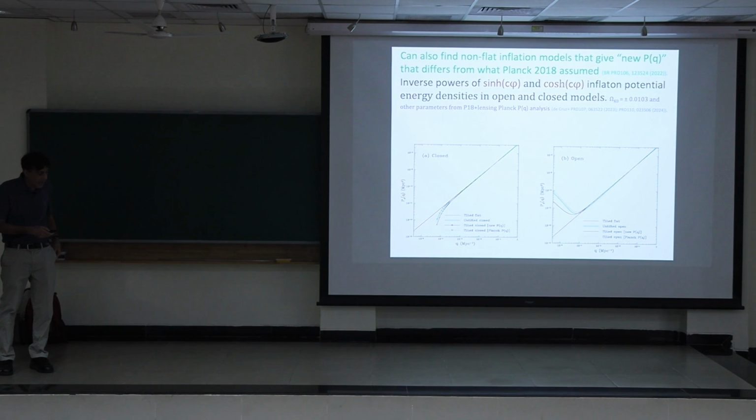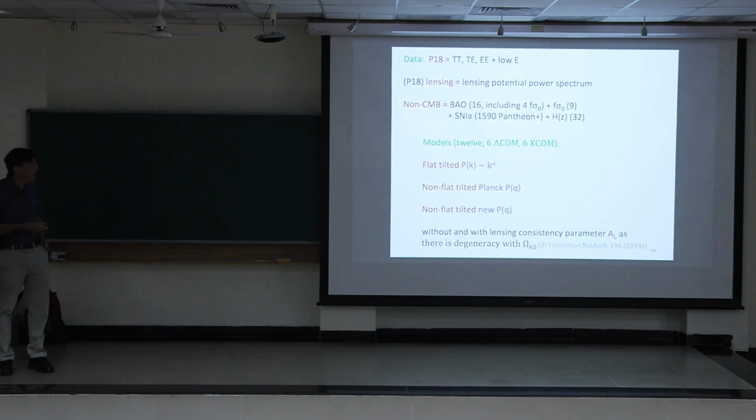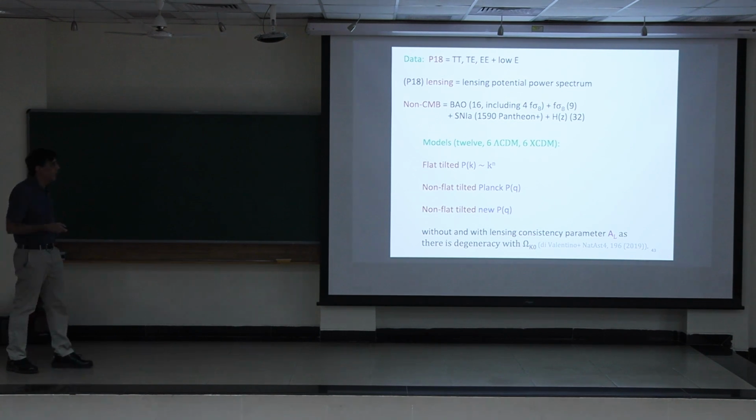And so I'm going to analyze these using a bunch of different data. I'm going to use 2018 Planck data, the TT, TE, EE, and the low E, and I'll also use the lensing potential power spectrum. For my non-CMB data, I'm not going to use any DESI data in any of the analysis here. I'm going to use BAO, 16 measurements, 4 of those with growth factor, and 9 other growth factor measurements, and Pantheon Plus supernovae, 1590 measurements, and Hubble parameter measurements, 32 of them.